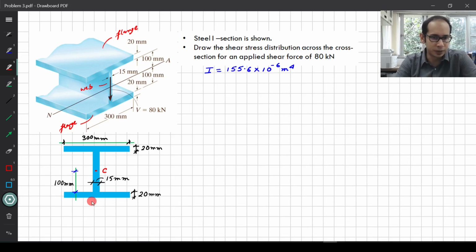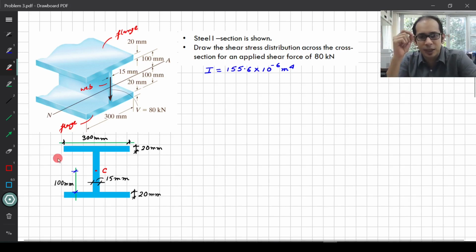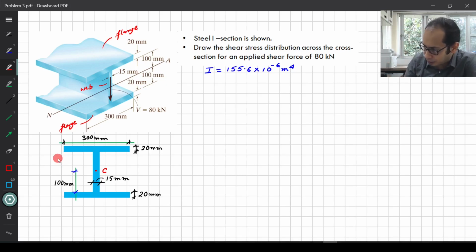Another 2 points of interest would be, see at this interface over here, there is a jump. Now remember that in our tau equals VQ divided by IT, the denominator T is the width. So here you see the width undergoes a jump from 300 mm to 15 mm. So this thickness is 15. From 300 it makes a jump, so you can expect the shear stress to jump as well. So maybe at this interface over here, let's just mark 2 points, one just above the interface and one just below the interface over here. So let's go ahead and mark that.